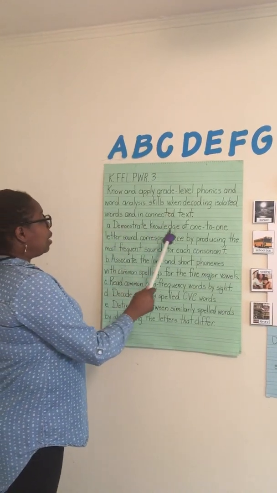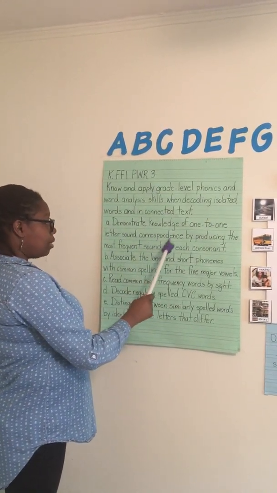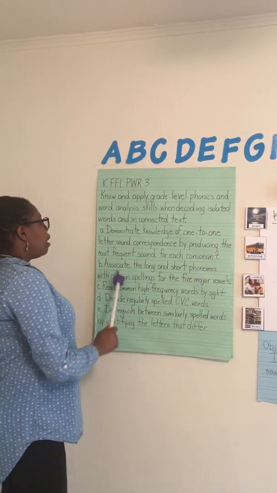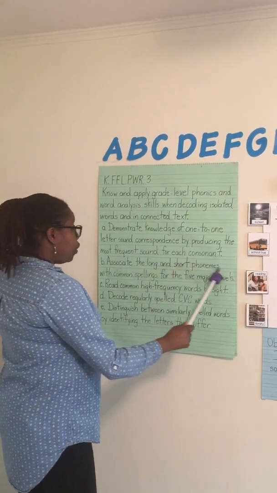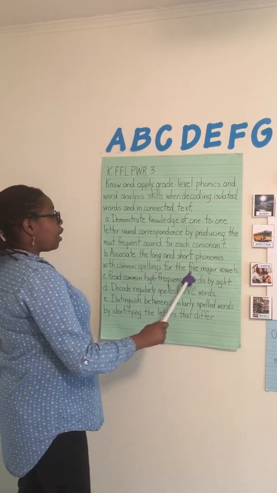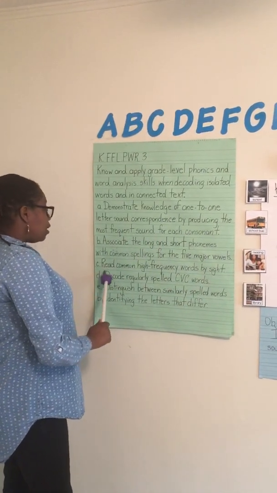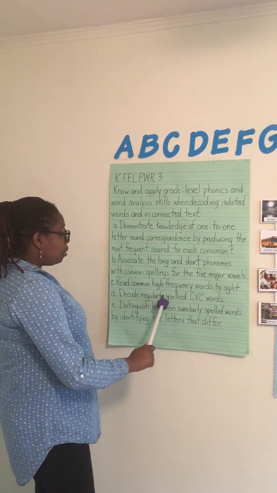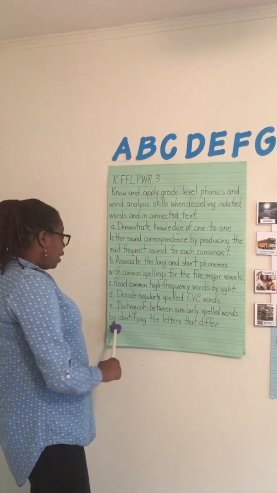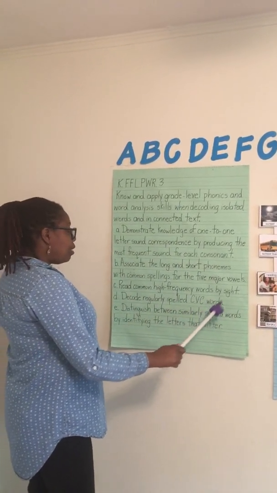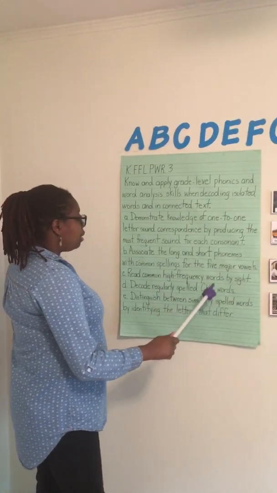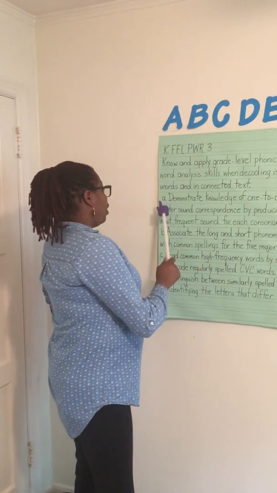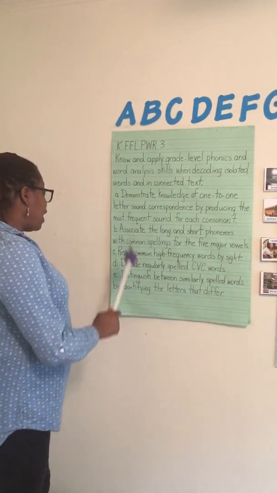A says demonstrate knowledge of one-to-one letter sound correspondence by producing the most frequent sound for each consonant. B says associate the long and short phonemes with common spellings for the 5 major vowels. C says read common high frequency words by sight. D says decode regularly spelled CVC words. E says distinguish between similarly spelled words by identifying the letters that differ. All right, so that's a lot of standard, but today we're going to hone in on A, and we're also going to be looking at D.